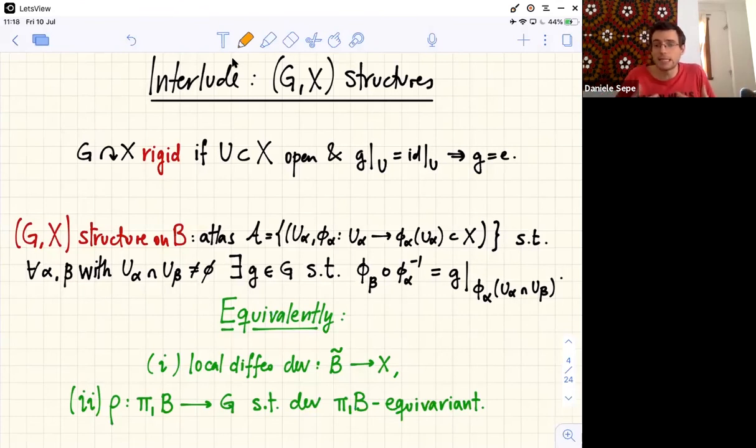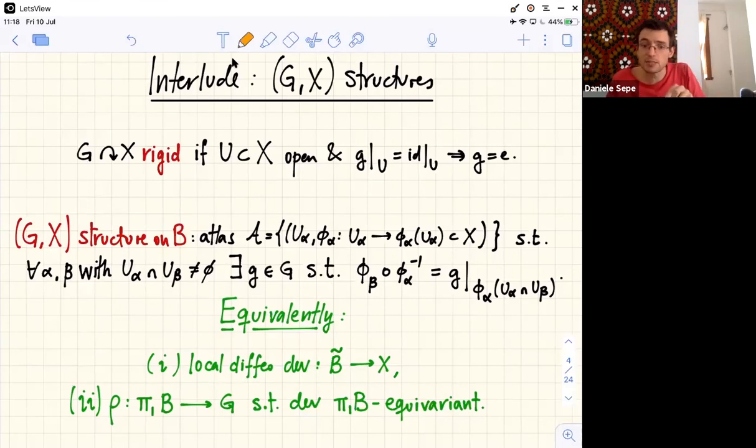So what is a GX structure on a manifold B? Well, it's some nice coordinates, and these nice coordinates have the property that the changes of coordinates are given by elements of G, okay? And here a subtlety arises. So first off, how is this different from the definition of any differentiable atlas? Well, G does not depend on the point. I mean, G is an element of a Lie group, okay? So it's just a fixed transformation.